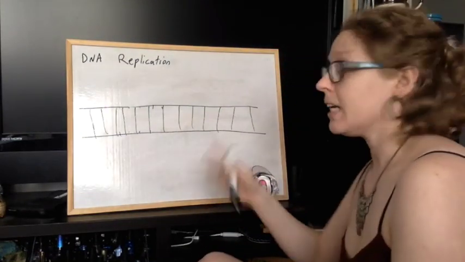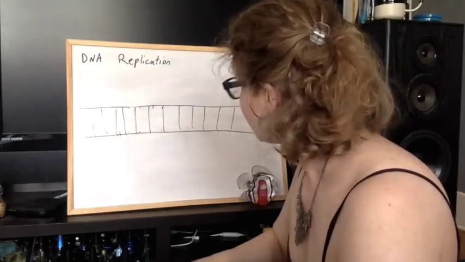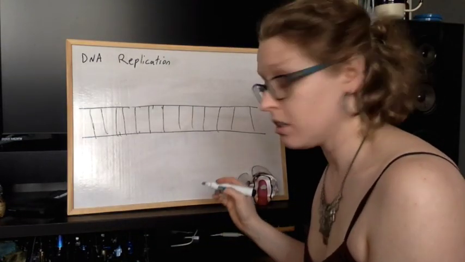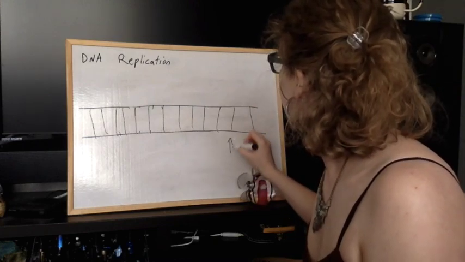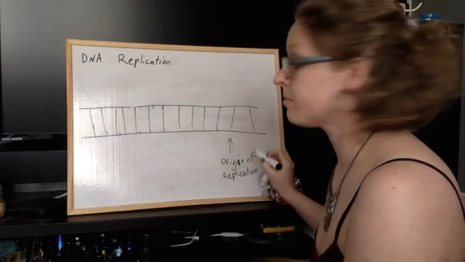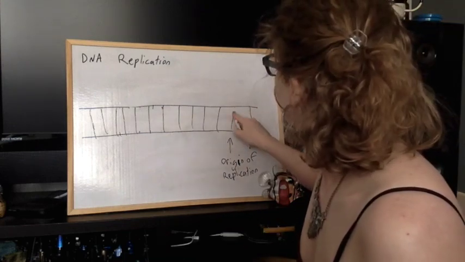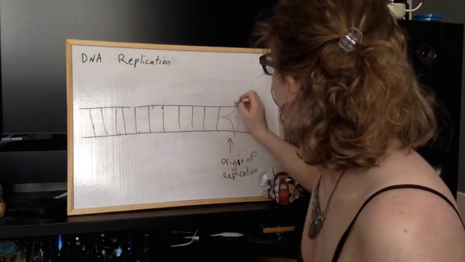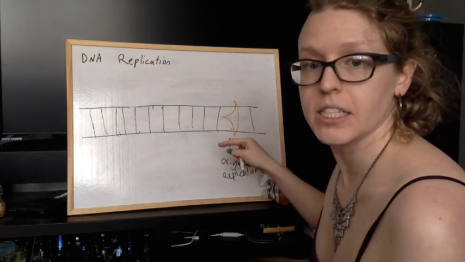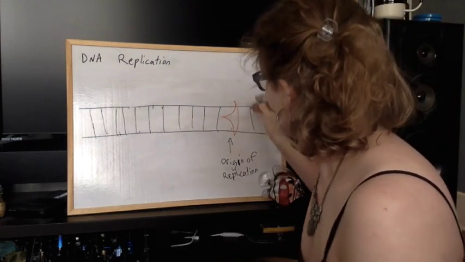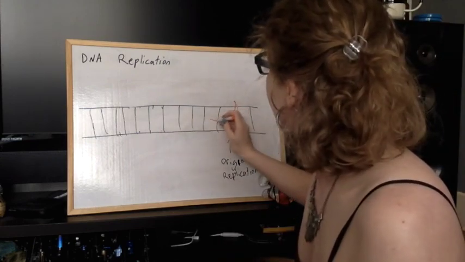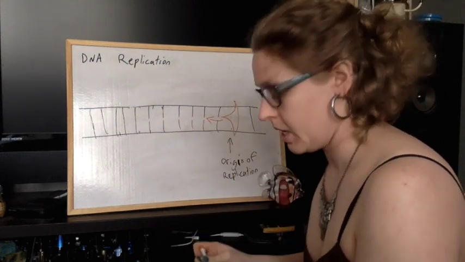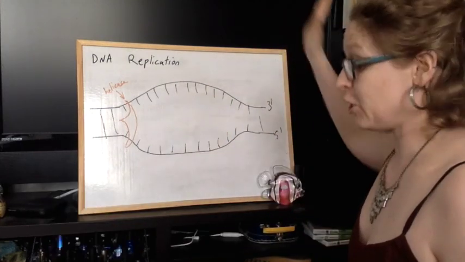Hello all. Let's talk about DNA replication. So, if the origin of replication is here, our friend helicase is going to insert itself here. And I like to draw a helicase kind of like this, because it's going to unzip our DNA this way. This is a replication bubble.